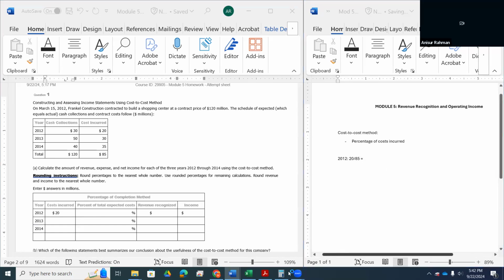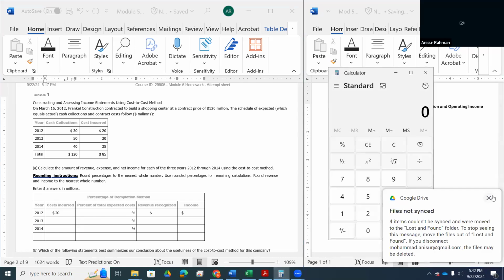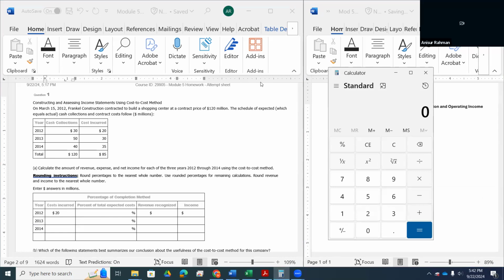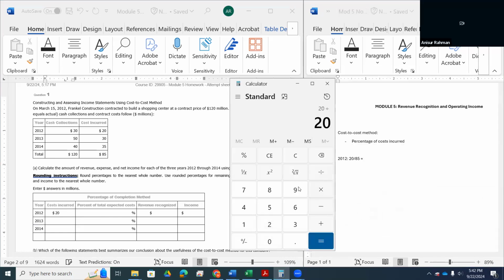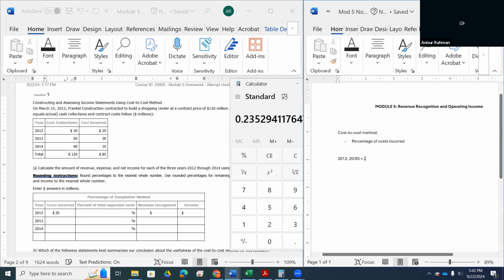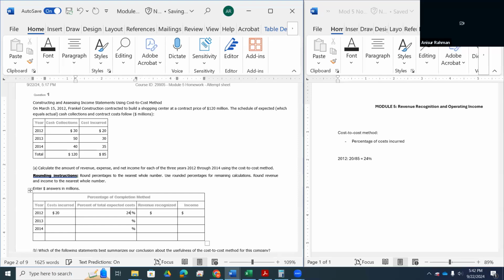So this will be 0.2353, so 23.53%, but it is telling us to round percentages to the nearest whole number. Percentages to the nearest whole number, so 23.5, so that will be 24%. I'll write down here 24%.